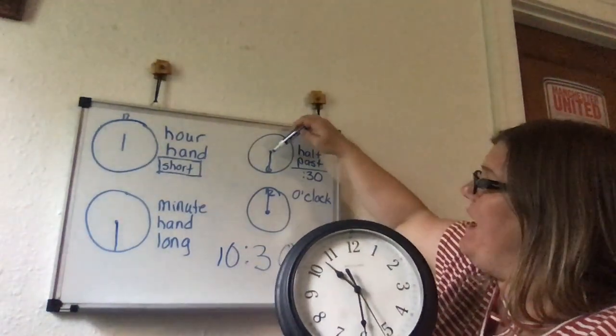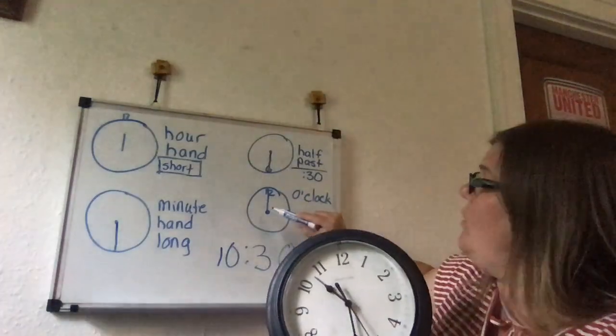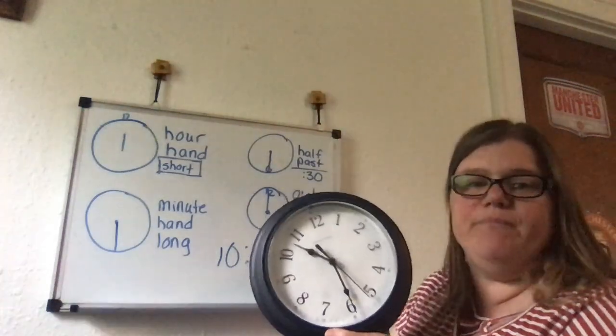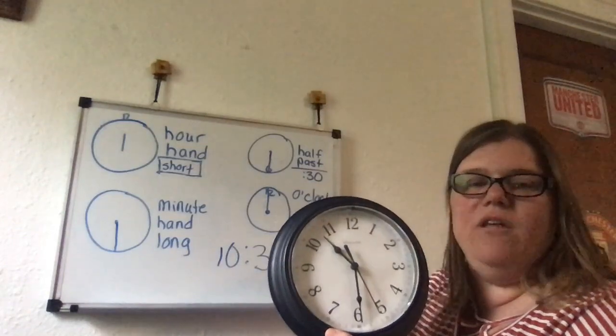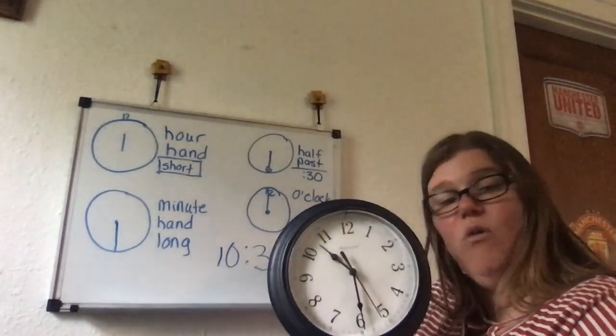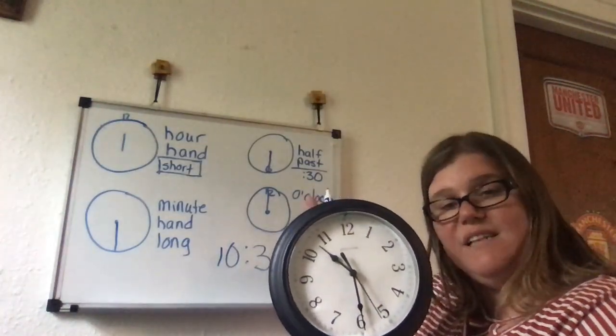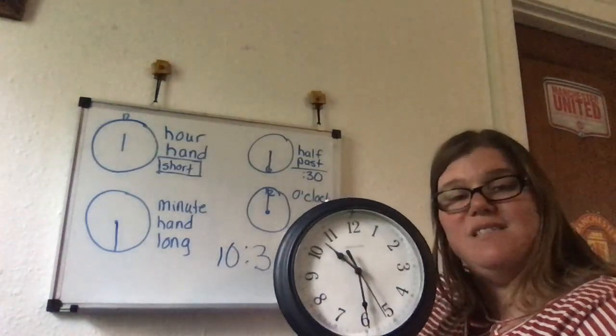Half past is when the minute hand's here. O'clock is when the minute hand's straight up. So it is 10:30. Again, if you're getting it now, go and work on this, and that's it for the lesson. If you're still stuck, stay a little longer.